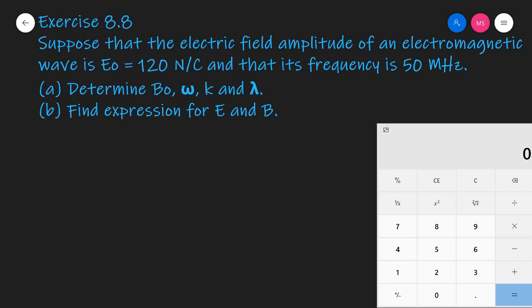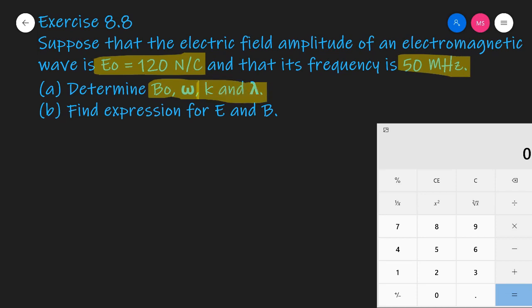So in this example, amplitude of electric field is given as 120 Newton per coulomb and frequency of electromagnetic wave is given as 50 megahertz. We have to find the value of amplitude of magnetic field B naught, wavelength lambda, wave vector k and angular frequency omega. Also, we have to find the expression for electric field and magnetic field. So let us start solving this example by making list of given data.